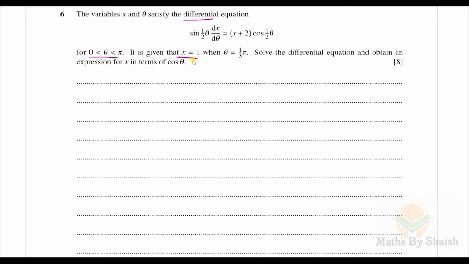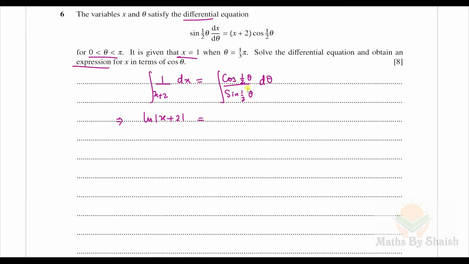It is given that x is equal to 1 when theta was pi by 3. Solve the differential equation and obtain an expression for x in terms of cos theta. I'll separate the variables: 1 over x plus 2 dx is equal to cos (1/2 theta) upon sin (1/2 theta), and integrate this with respect to d theta. So when we integrate it, it is going to be ln modulus x plus 2 on the left side.